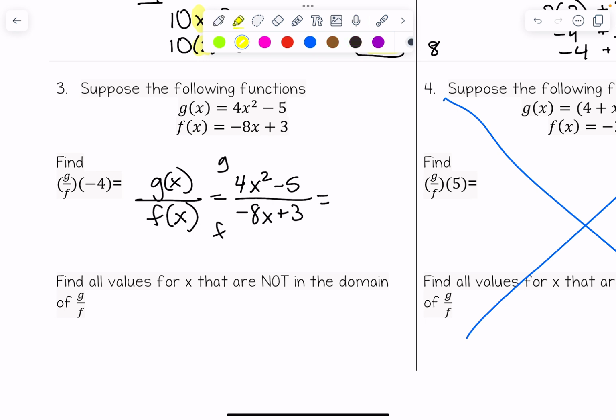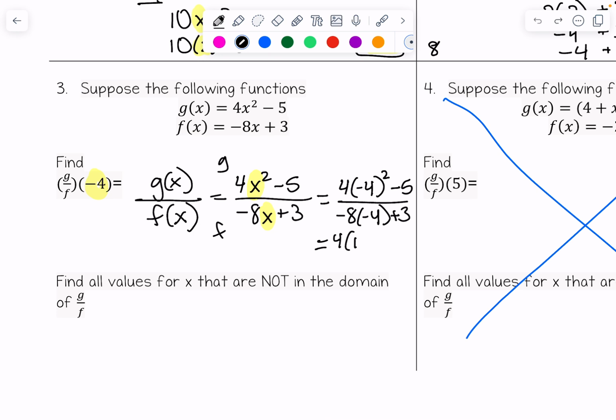Now what I'm going to do is take negative 4 and replace any x I see, all of them. So that's going to give me 4 times negative 4 squared minus 5 all over negative 8 times negative 4 plus 3. Now remember, PEMDAS says that we have 4 times 16, because that's negative 4 squared, minus 5, all over negative 8 times negative 4 is 32 plus 3. So our final answer is 59 over 35. Again, you do not see any of the x's, and that's perfectly okay.